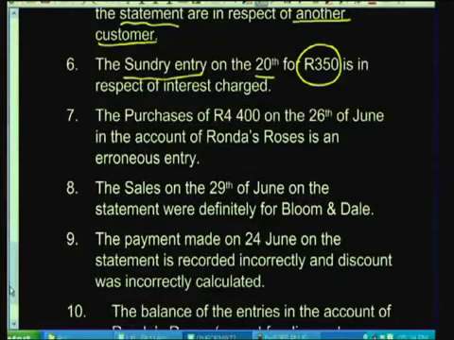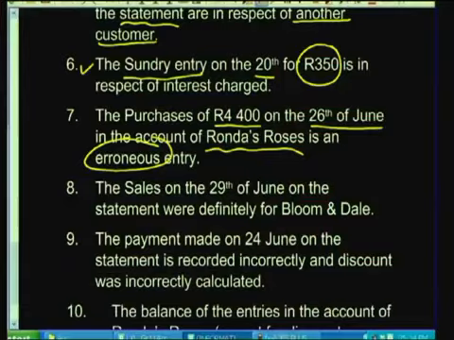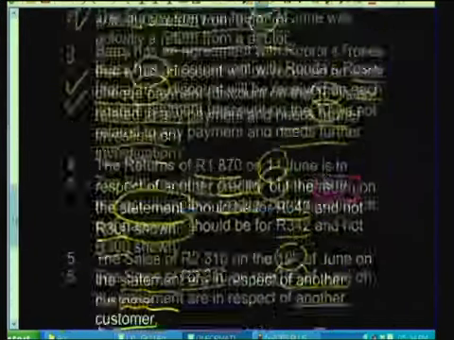Now, it tells us in adjustment number 7, the purchases of 4,400 Rand on the 26th of June in the account of Rhonda's Roses is an erroneous entry. They might even be testing your English a little bit here, that you have to know what the word erroneous means. If something is erroneous, it means it's an error, it is wrong. So that 4,400 Rand that appears in our account is an erroneous entry.